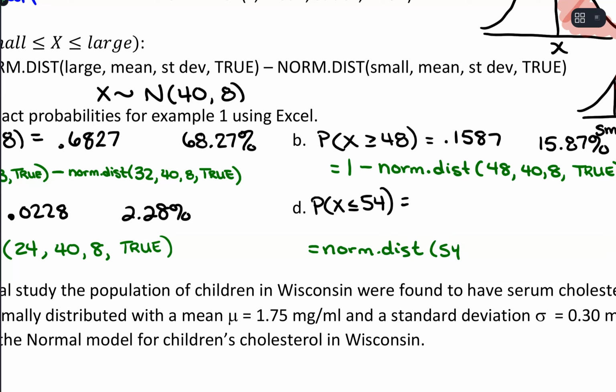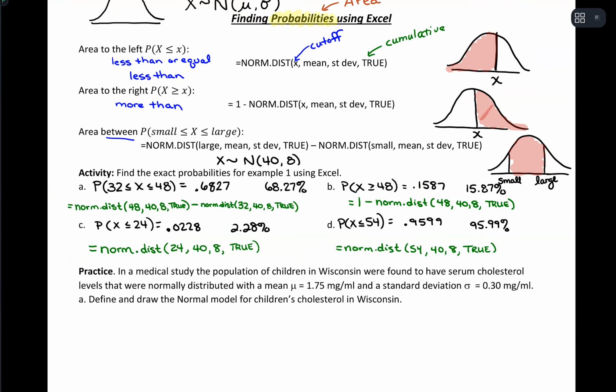X value 54, mean of 40, standard deviation 8, and then true. And that should return us with a 0.9599, so a 95.99% chance. All right, so now let's look at a different scenario.